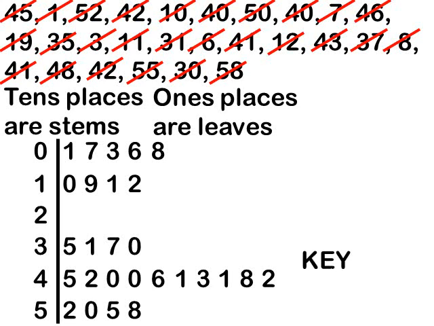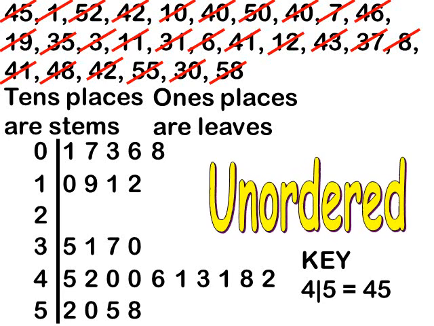Now, we need to also have a key so someone knows how to read our chart. 4|5 is equal to 45. So we know how to read this number. In addition, right now our leaves are not ordered. We are going to need to put them in numerical order.